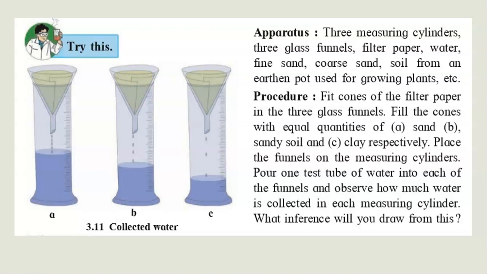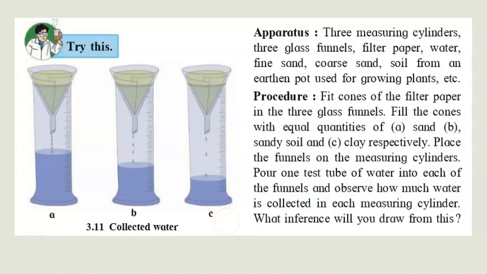Then we need water, fine sand, coarse sand, soil from an earthen pot used for growing plants, etc. We need 3 different types of sand. So over here we have sand, fine sand. Over here we have sandy soil, so soil mixed with sand. And in C we have clay soil or clay.